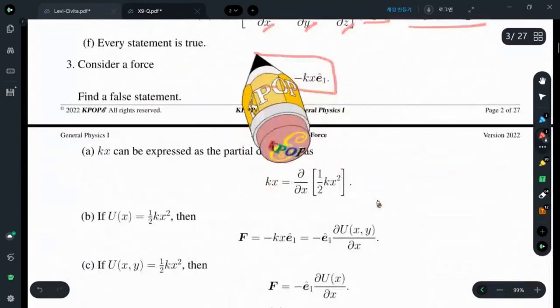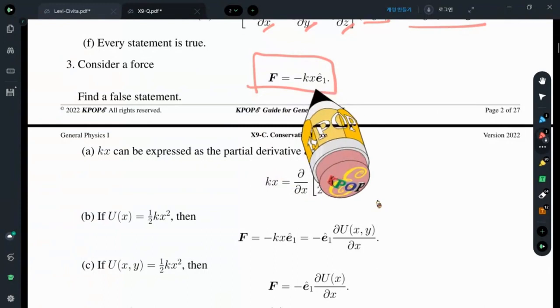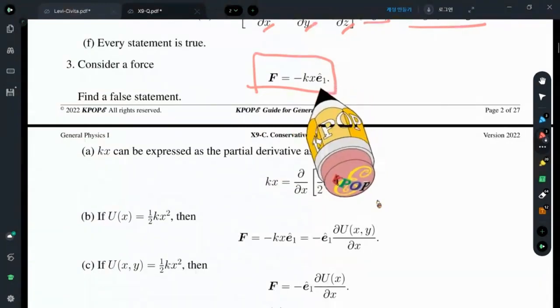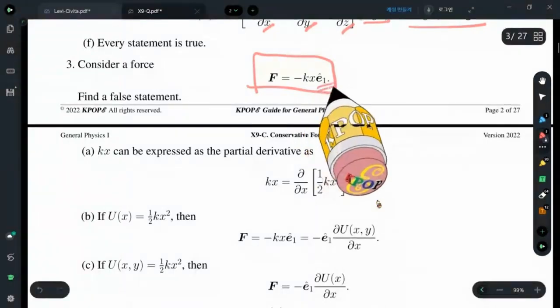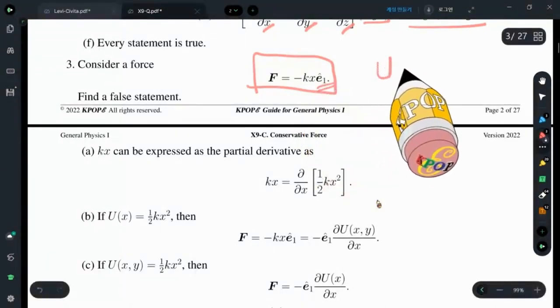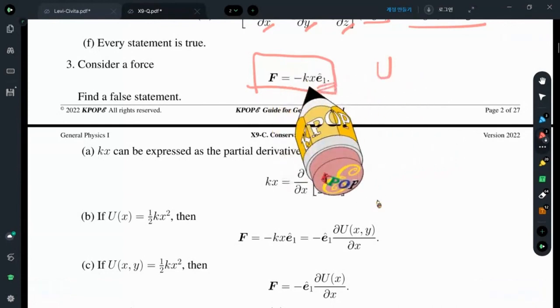Now let us consider this spring force. This restoring force is toward the center, the origin, and we have chosen the x-axis. So let us find the potential energy U that satisfies this conservative force.